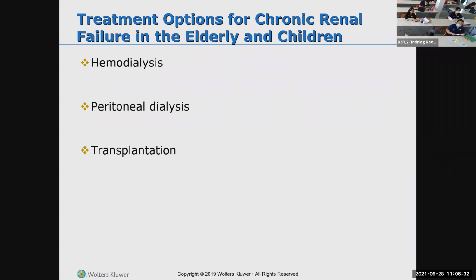Okay, folks, I mentioned the peritoneal dialysis. Please remember what we discussed with this scenario also. It was not in the PowerPoint, but I discussed it.